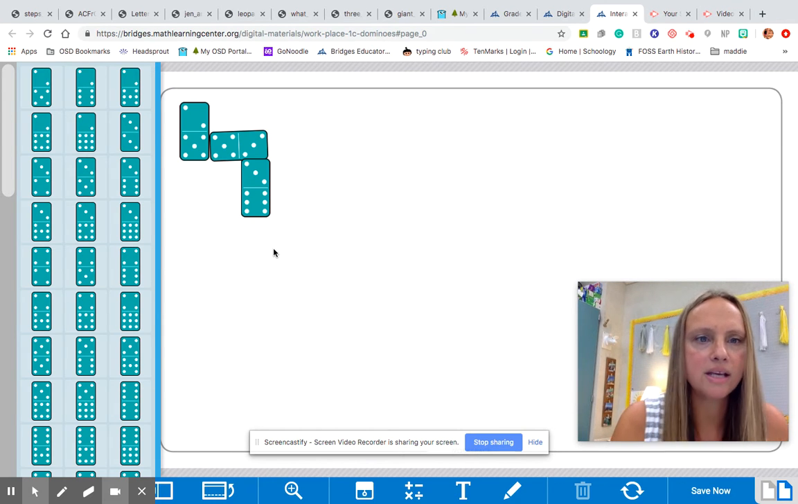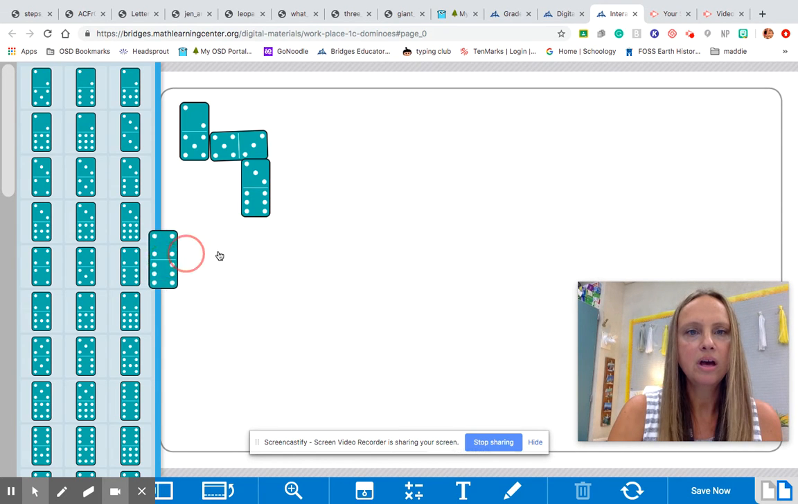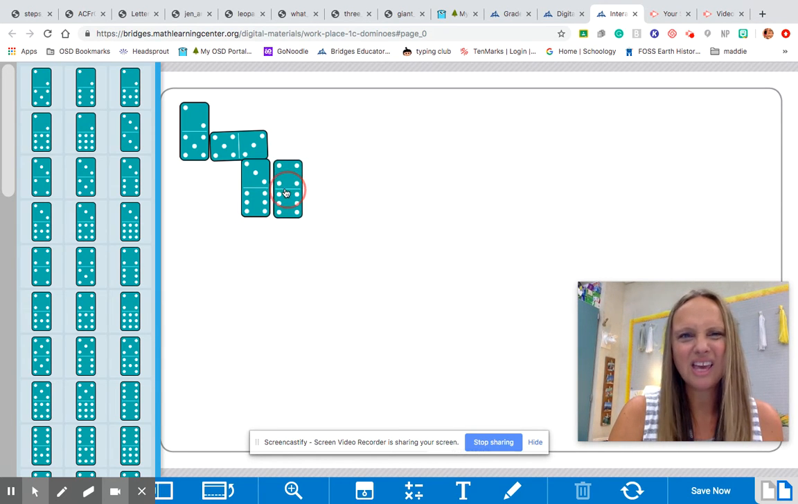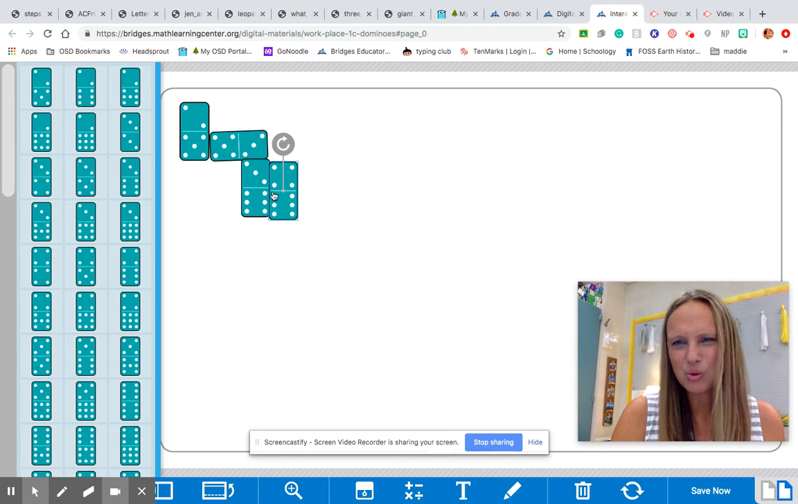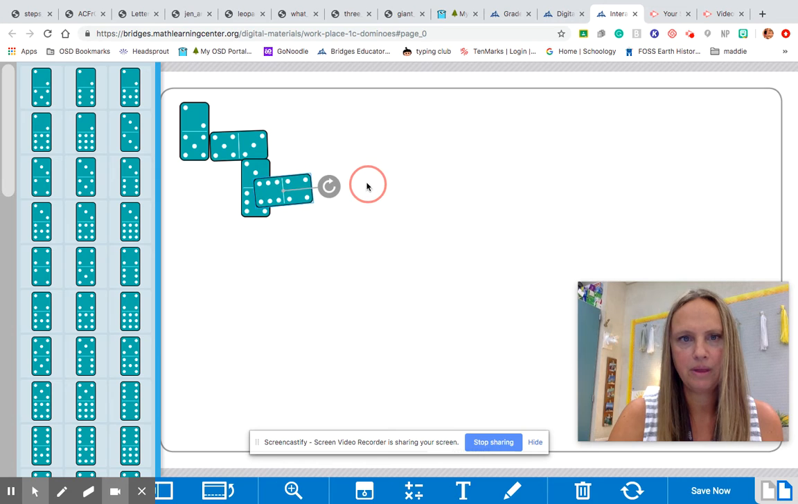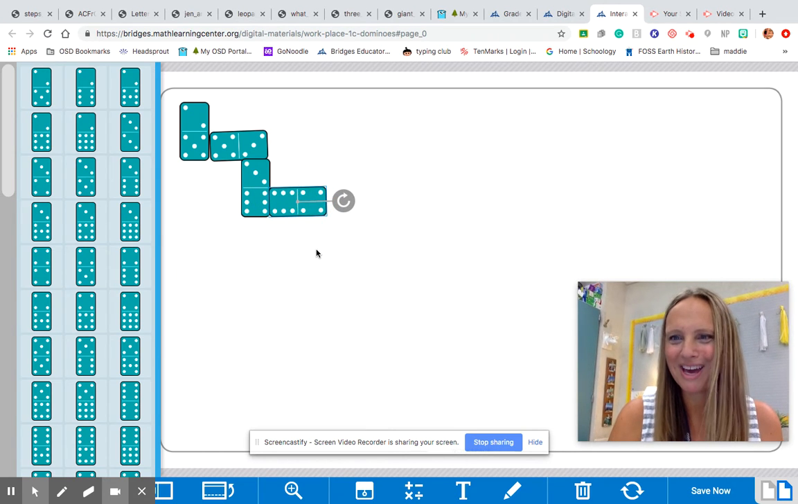Okay, now I see a 6. Oh, I see a 6 right here. Okay, I can't lay it side by side like that because those two don't match. So I'm going to use my arrow and turn that. And then I'm going to do this. Okay, so you can continue to make that and see if you can get it all the way down the board.